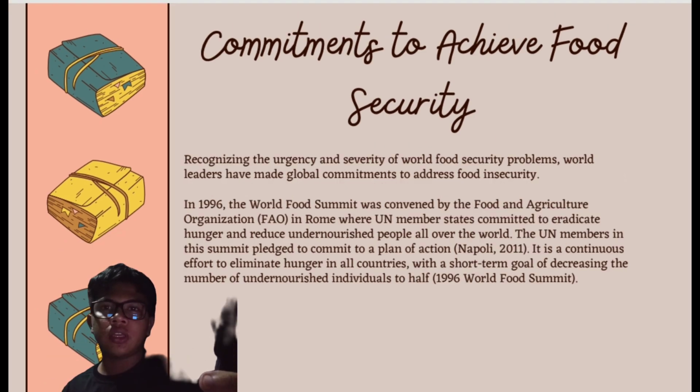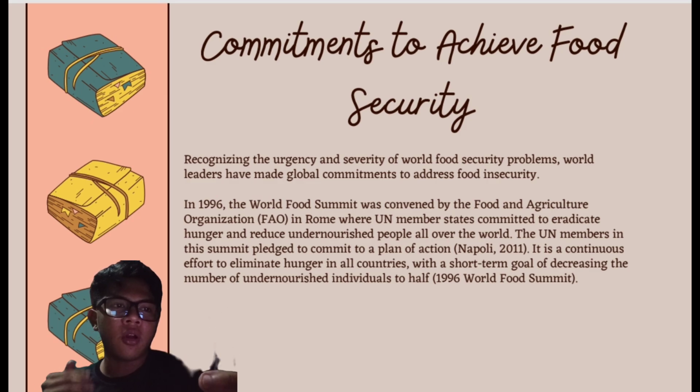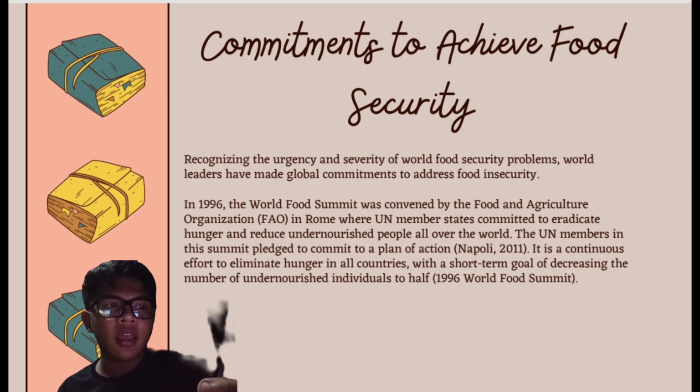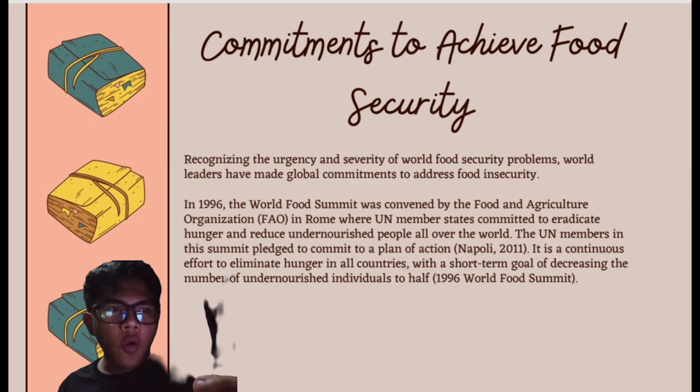Commitments to achieve food security. Recognizing the urgency and severity of world food security problems, world leaders have made global commitments to address food security. So the UN is also focusing on these problems. In 1996, the World Food Summit was convened by the Food and Agriculture Organization, or FAO, in Rome, where UN member states committed to eradicate hunger and reduce undernourished people.